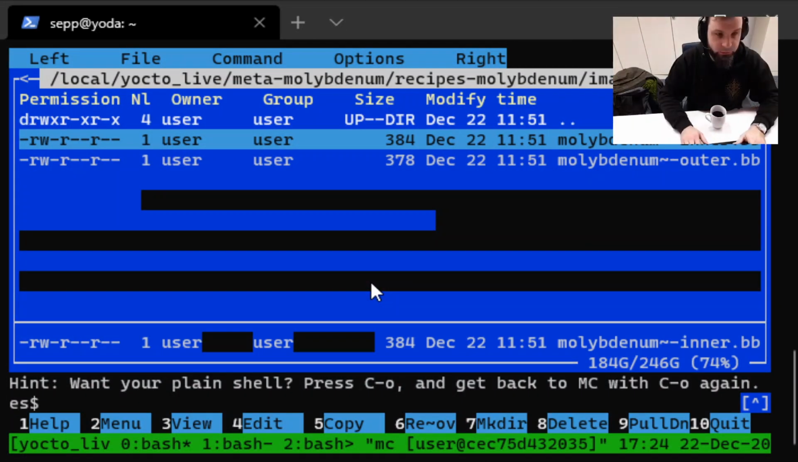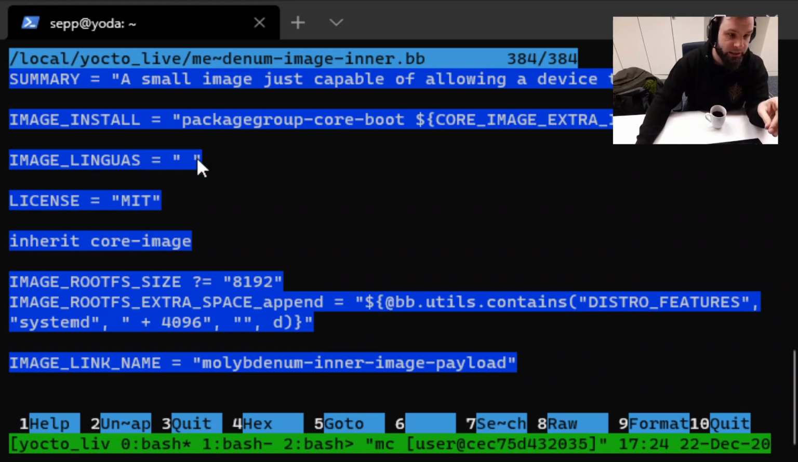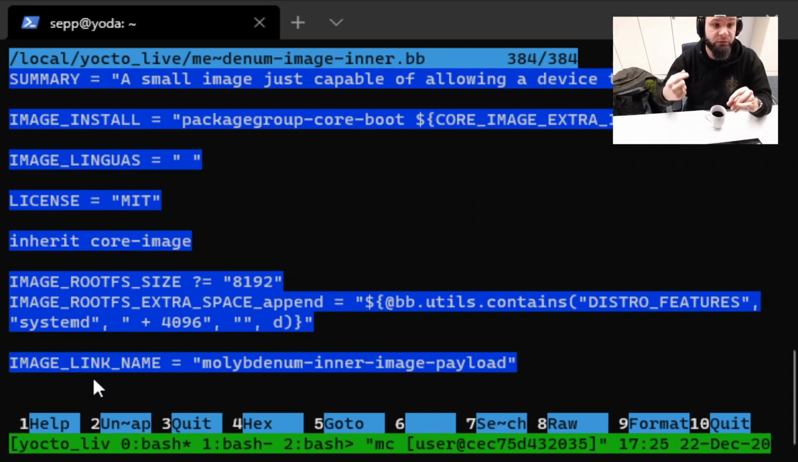I have one trick here: I set an image link name in the inner image. That means I can always find it under a specific file name. That image link name only gets extended by the file suffix, and I could also nail that file suffix down in the molybdenum inner multiconfig by setting image fs types here. I know it's all hacked up yesterday afternoon, but you get the idea.